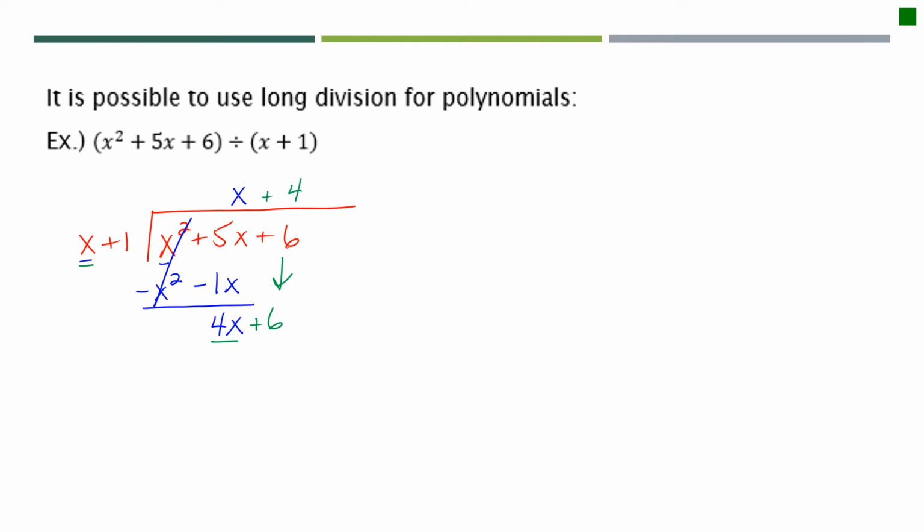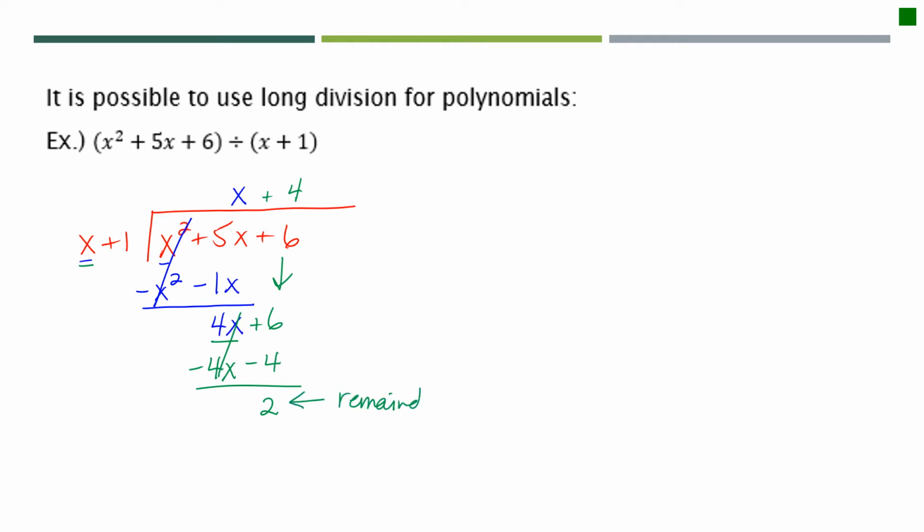Now I'm going to multiply. X times 4 is 4x. 1 times 4 is 4. Now I change all the signs, so they both turn into negatives. 4x minus 4x cancels out, which is what we wanted. 6 minus 4 is 2. Now, since I don't have an x with my 2, that means I'm done because I can't multiply x by something and have the x disappear. So this is my remainder.